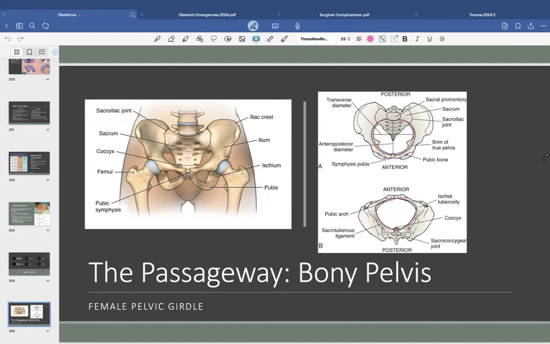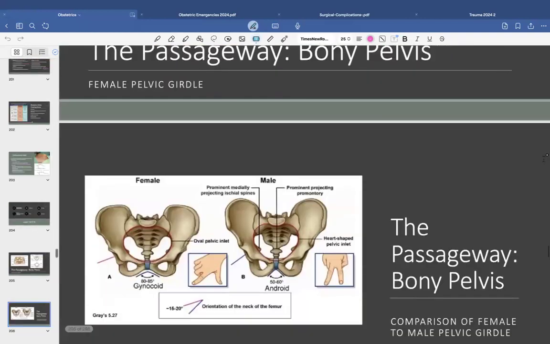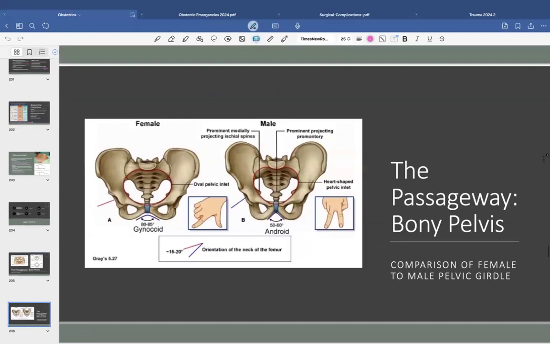Pelvimetry is currently the only method to assess the shape and dimensions of the bony pelvis in labor. In 2017, there was not enough evidence to support the use of imaging to decide on the mode of delivery. So we're not going to do pelvimetry to say you should have a vaginal birth or a cesarean. We're not doing that anymore. There's not enough evidence to support that.